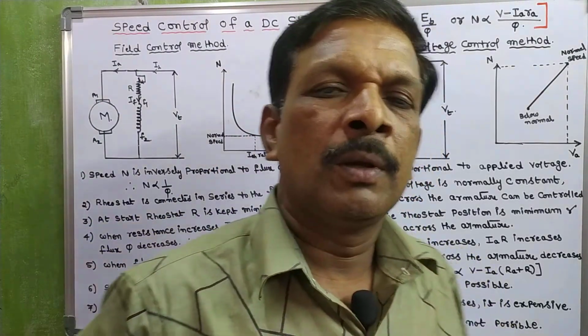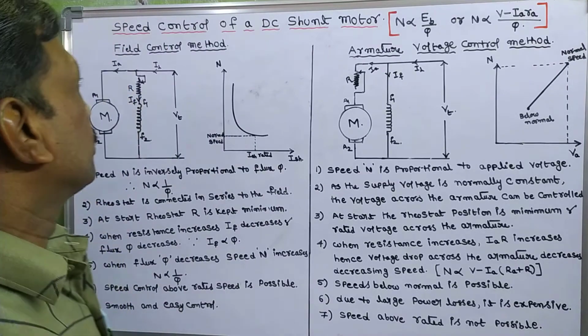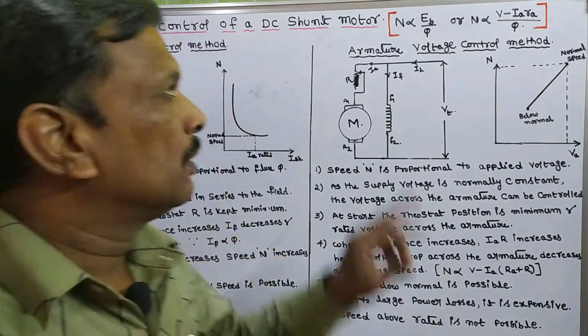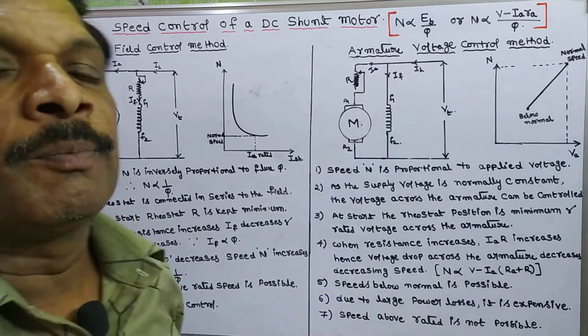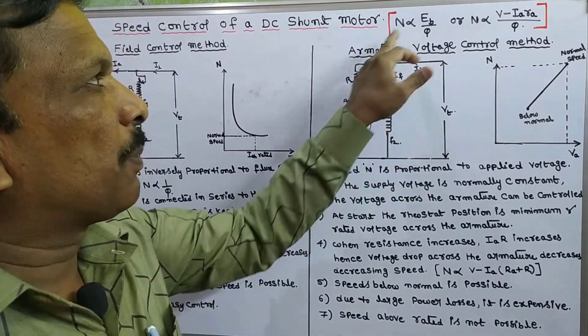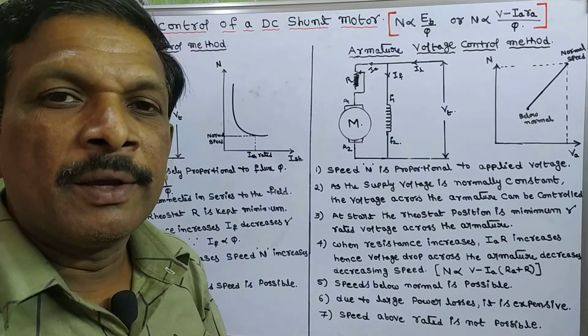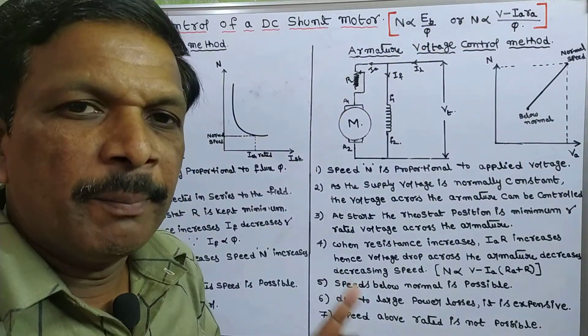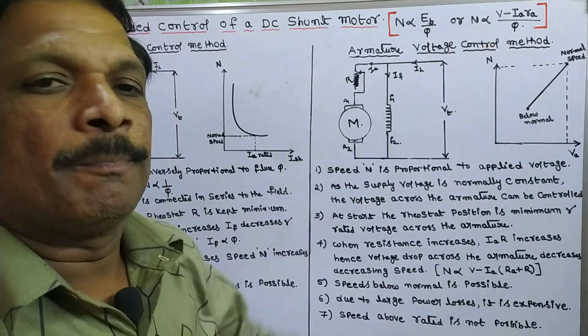Hi friends, in this video we are going to discuss speed control of DC shunt motor. So this is the equation for speed. N is proportional to EB by phi, where EB is equal to V minus IA RA.